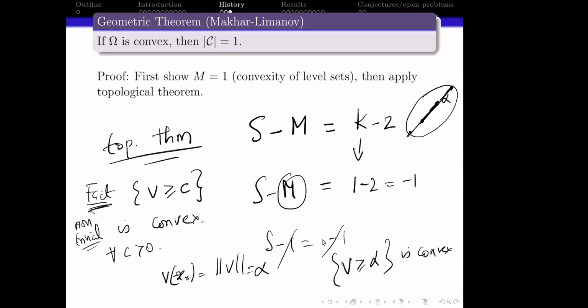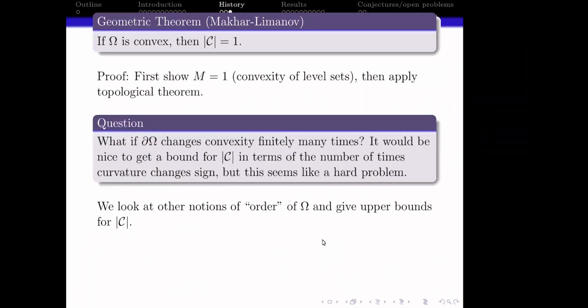Okay, yeah. So we now have 2 tools at hand: topological, which tells you, suppose I know the critical points are isolated, I have a relation between the saddles and maxima, and if it's convex, then I know there is only one critical point. So this leads to a natural question: what if your boundary is not quite convex, but perhaps the convexity changes some finitely many times? So that means, let's say you measure curvature on the boundary. Suppose curvature changes sign some 10 times. Can you give a bound on the number of critical points?